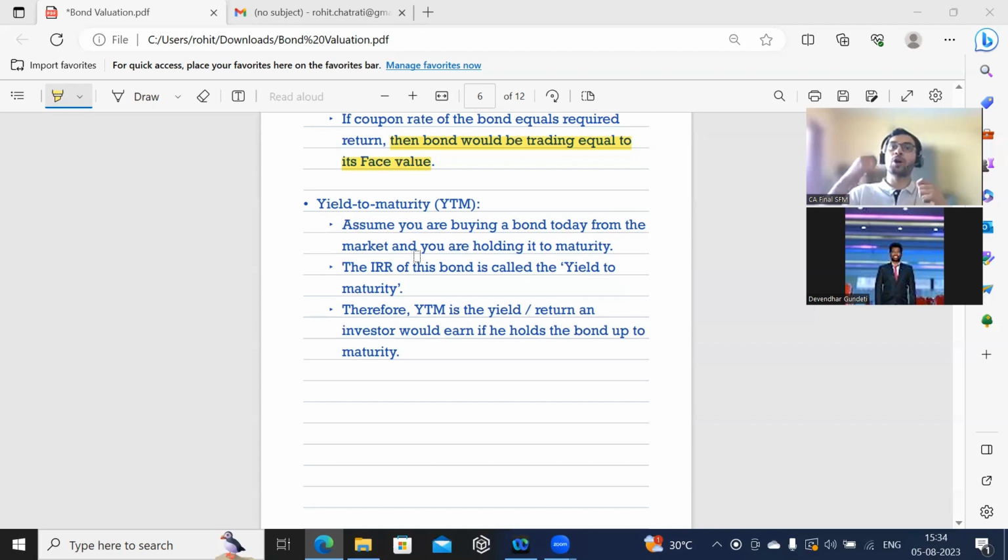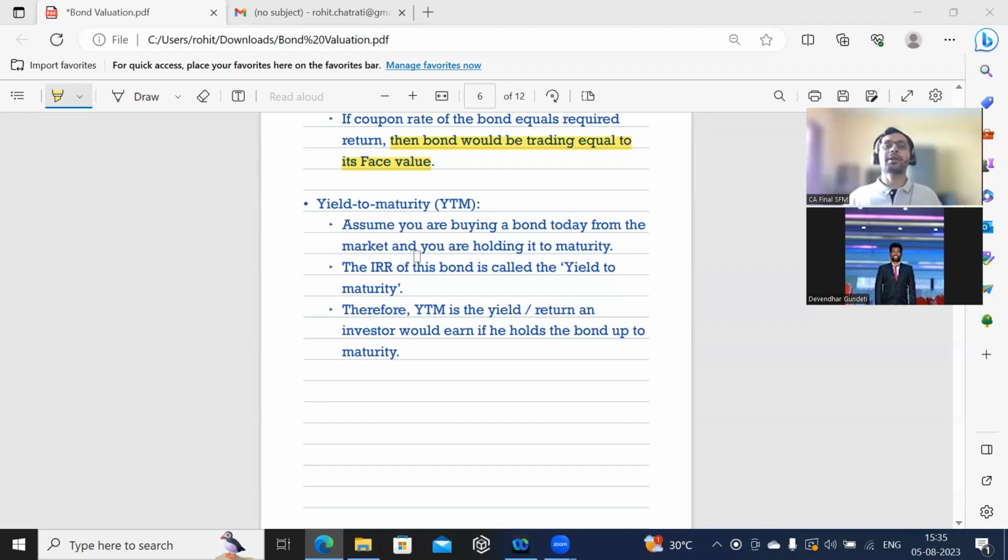If you are buying the bond today and holding it up to its maturity, what is the return that you're going to earn? What is the IRR? IRR is nothing but the return, the internal rate of return. What is the IRR of this bond? That is nothing but the yield to maturity. What you use to calculate as IRR in capital budgeting is called YTM over here.